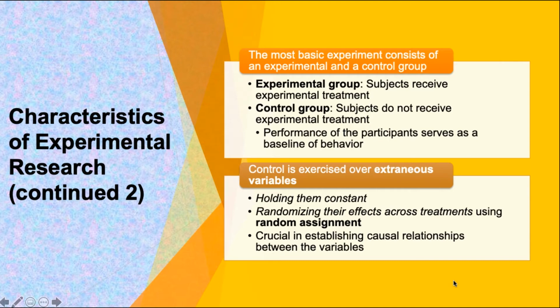In fact, to the degree possible, you would want to make sure that all treatments are exactly alike except for the level of the independent variable. So the second way to deal with extraneous variables is to randomize their effect across the treatments.